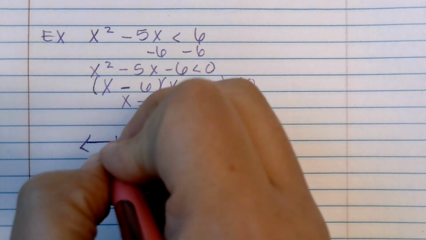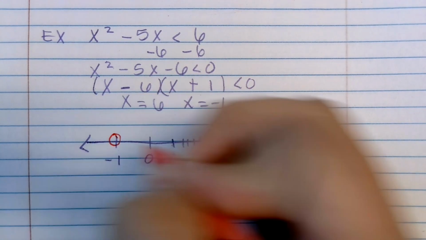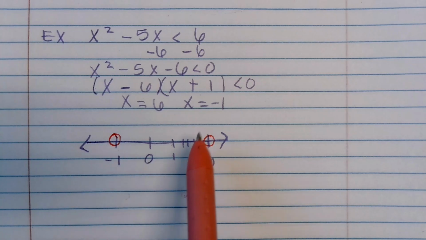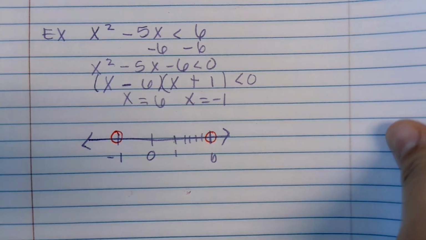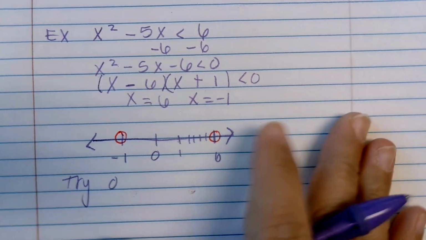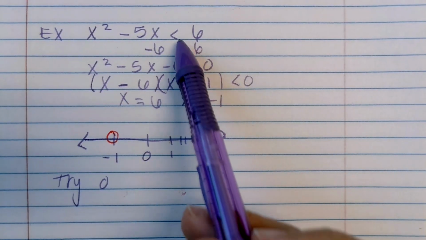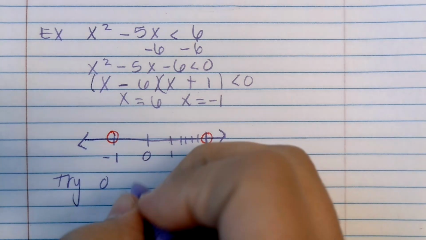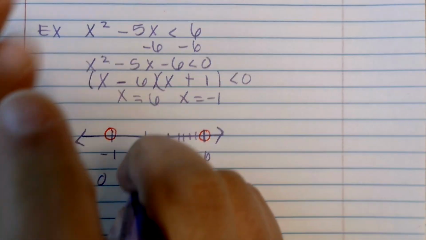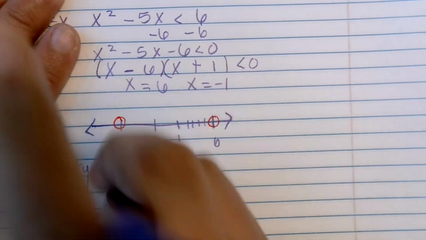Now, I can't use -1, and I can't use 6 to try to see where it's shaded, but I can use 0. And notice that I used open circles because there's no equal sign in my inequality symbol. I'm going to try the point 0, and I'm going to plug it in, not to the original equation, but the one that's solved, so that I don't have to do anything weird. Oh, look at that. I told you I was going to plug it in, and then I forgot.